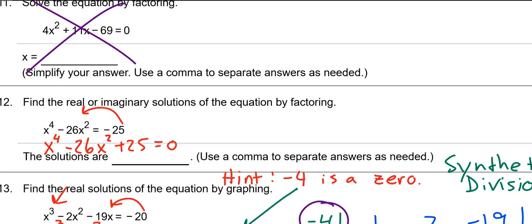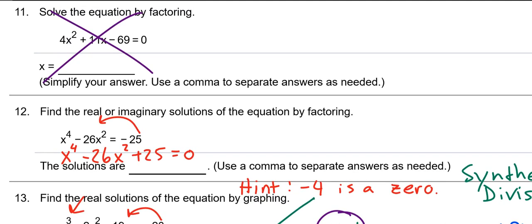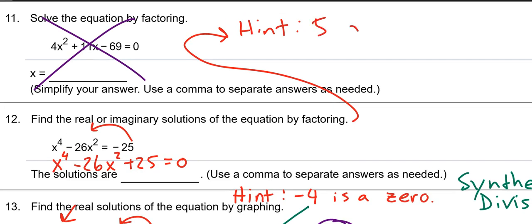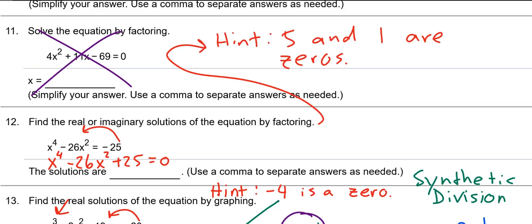And I would need to give you 2 hints on this question. You're like, oh, yeah, 2 hints? Come on, stop that. Okay, well, stop moving that around too. So we would give you 2 hints. Hint: 5 and 1 are zeros. Okay, so that's weird. We've never had one where it gave us 2 of the zeros.